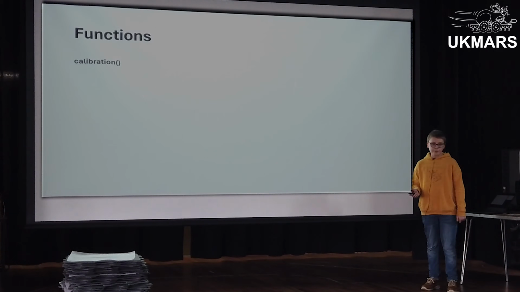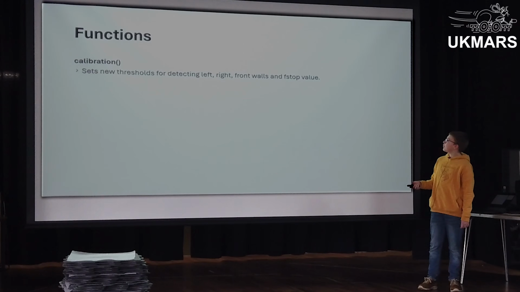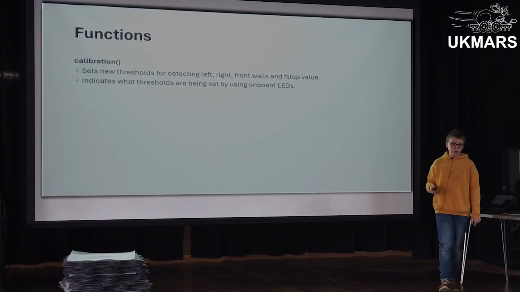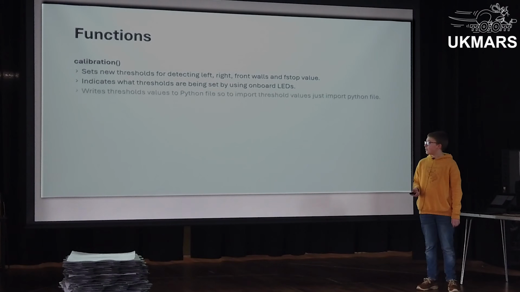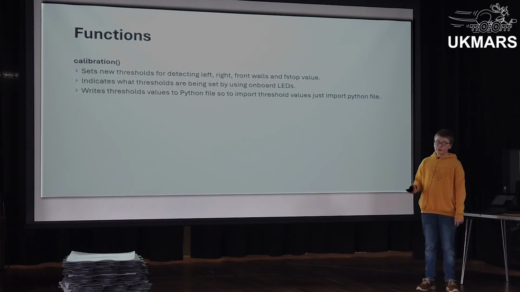And then calibration sets new threshold values for the left, right and front walls and the f-stop value. It indicates which thresholds are being set using onboard LEDs. It writes the threshold values to a Python file, so they're imported at the start.